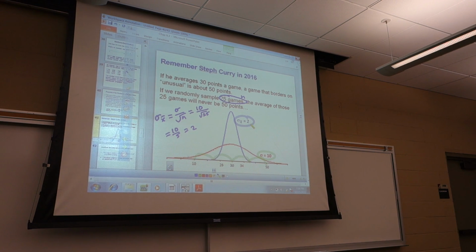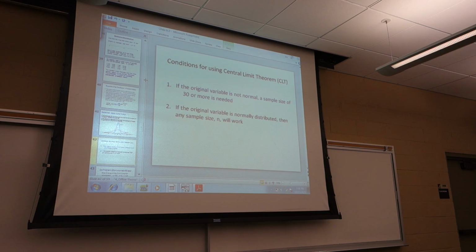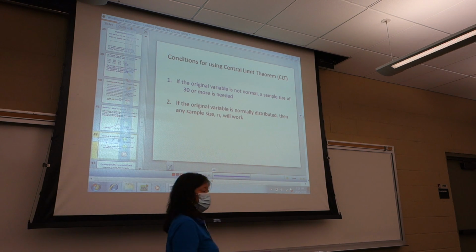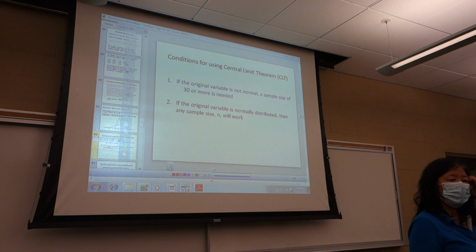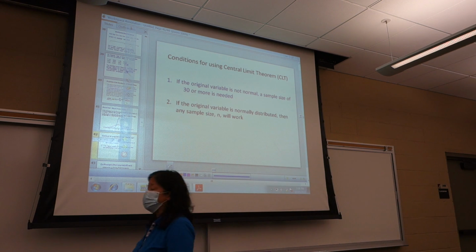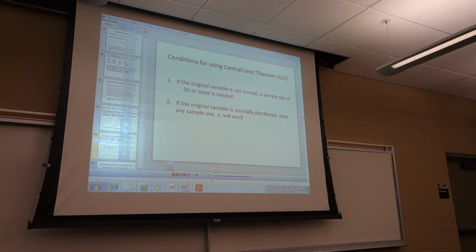All right, so there's a couple conditions you folks need to write down. Here they are. The first one: the original variable is not normal, so a sample size of 30 or more is needed. Fill in your blanks. If the original data is normally distributed, then any sample size n will work. You don't need the n. Okay, good.